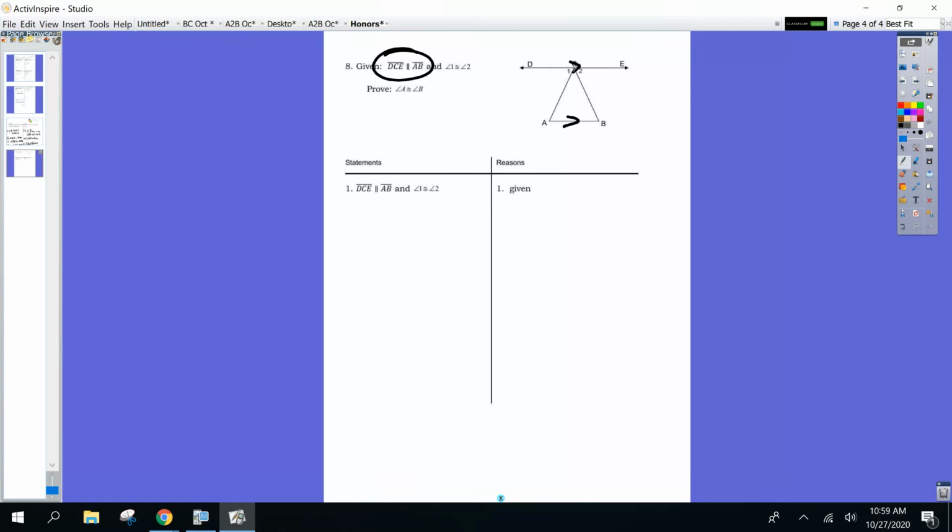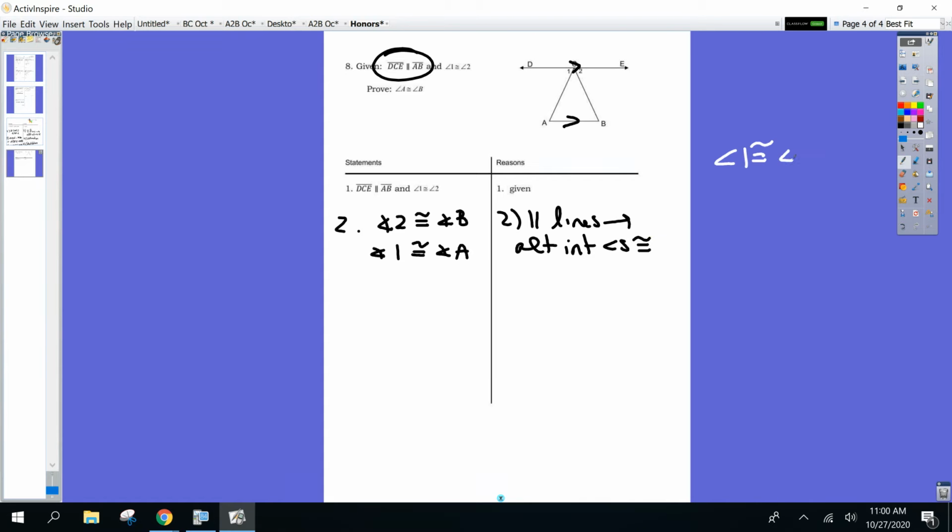Those angles would be 2 and B. 2 and B are alternate interior. So are angles 1 and A. Parallel lines imply alternate interior angles congruent. So here's what I have right now. Let me write it off to the side here so we don't get confused. I have 1 congruent to 2. I have 2 congruent to B. And I have 1 congruent to A.